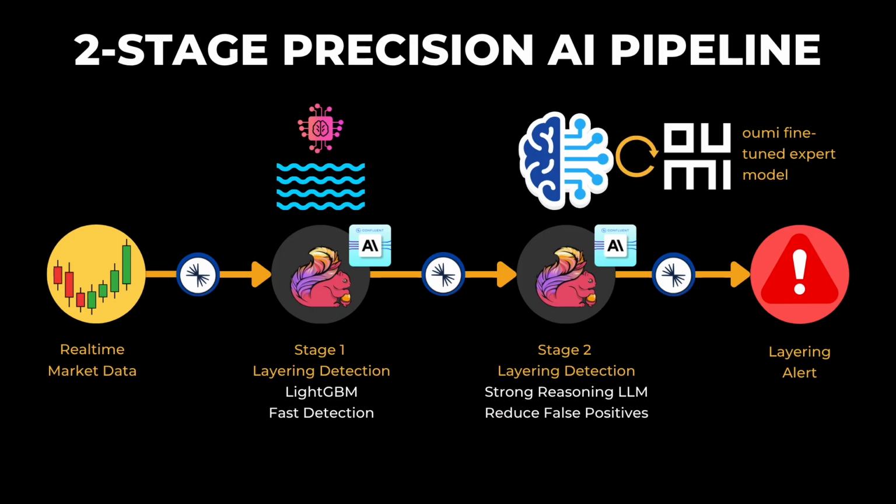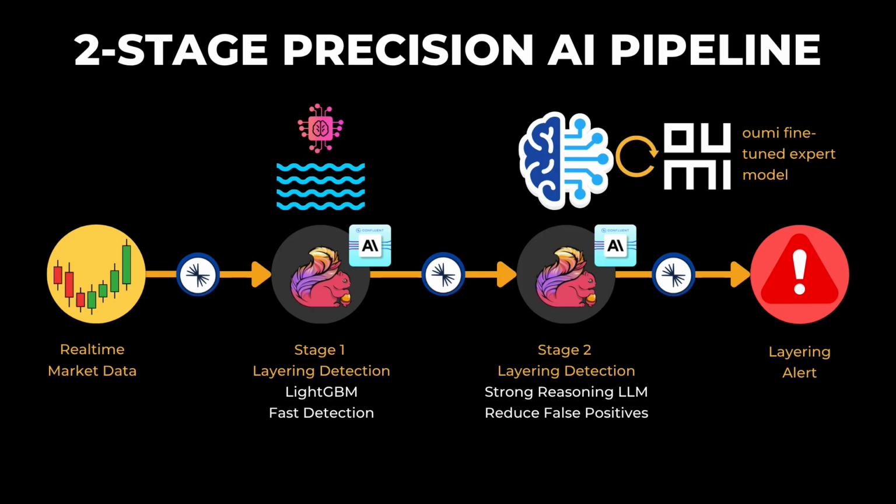Together, Stage 1 provides speed and scalability, while Stage 2 delivers precision and stronger decision quality. The result is a real-time layering alert pipeline that is both operationally efficient and far more effective at separating true manipulation from normal market noise.